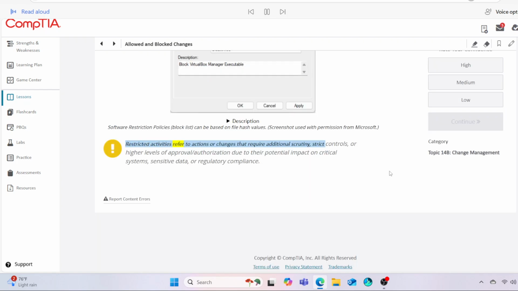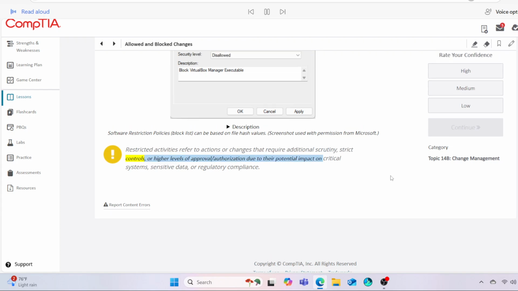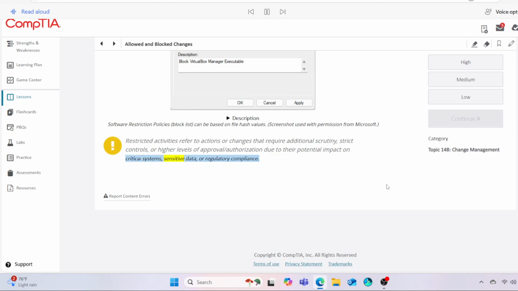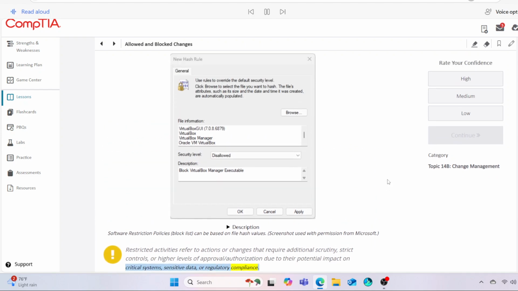Restricted activities refer to actions or changes that require additional scrutiny, strict controls, or higher levels of approval or authorization due to their potential impact on critical systems, sensitive data, or regulatory compliance.